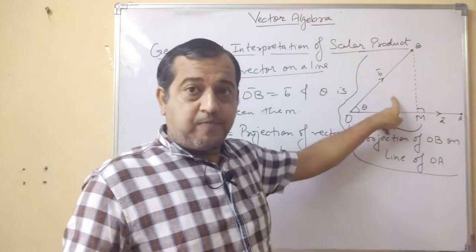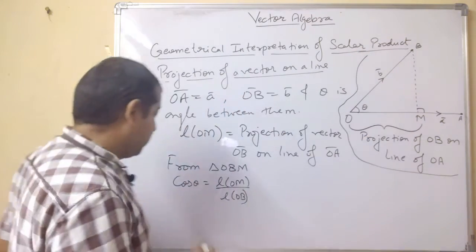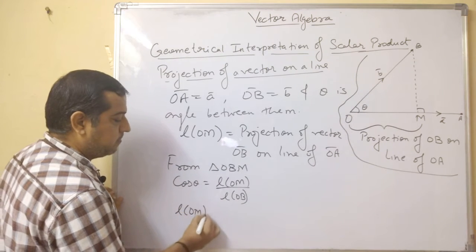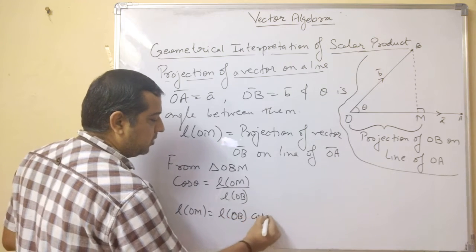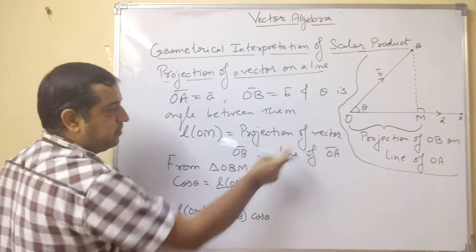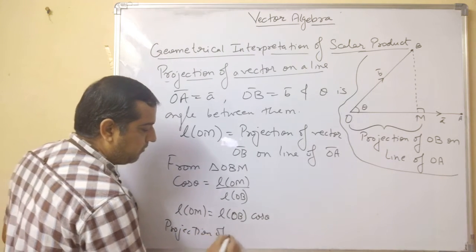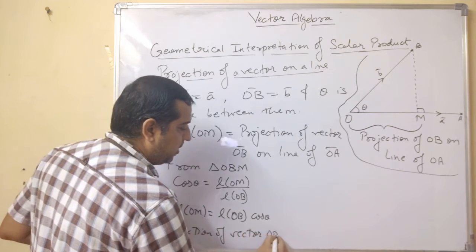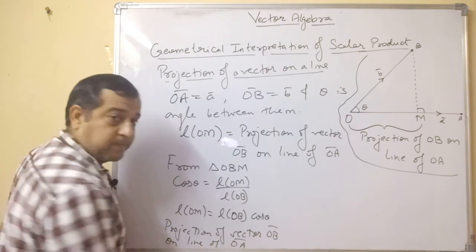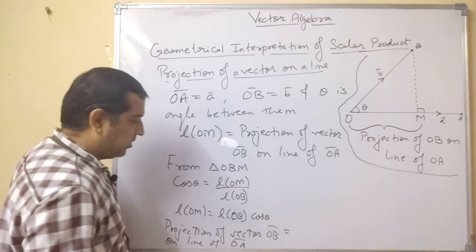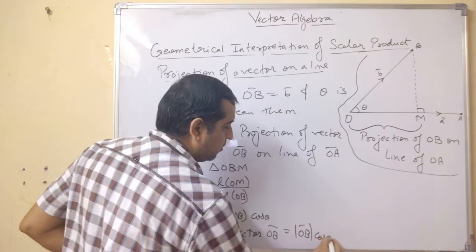ये आपका राइट एंगल ट्रायंगल है. हम cos थीटा की वैल्यू फाइंड कर रहे हैं, तो cos थीटा में this will be length OM upon length OB. This gives you length OM equal to length OB into cos theta. Length OM is nothing but projection of vector OB on line of OA. And length OB को आप इस तरह से भी लिख सकते हो, mod OB cos theta.